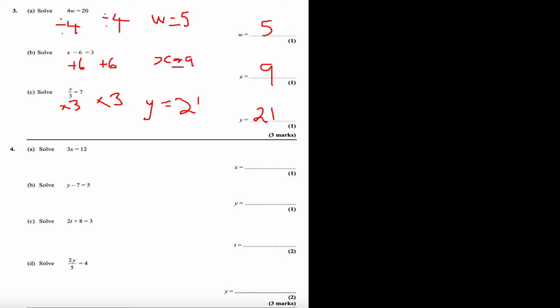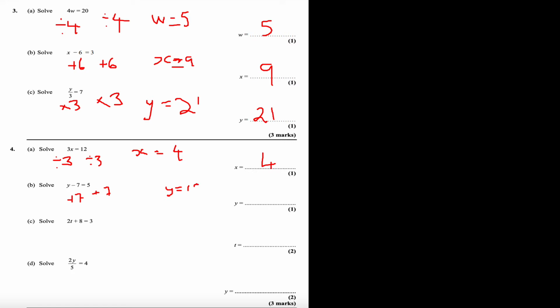Question number 4a, solve 3x equals 12, well dividing both sides by 3. 12 divided by 3 is equal to 4. So x equals 4 for that one, guys. For part B, solve y minus 7 equals 5, well adding 7 to both sides. 5 plus 7 is 12, so y equals 12.